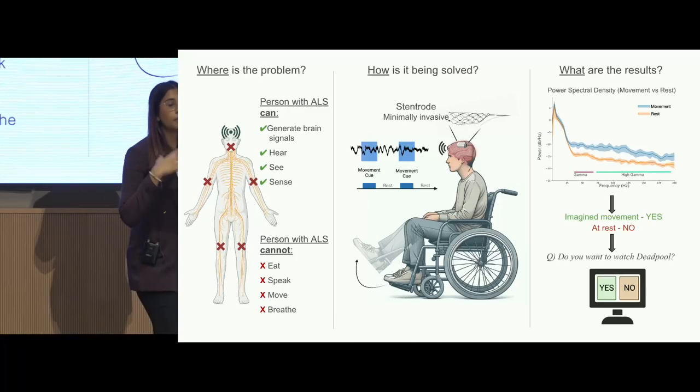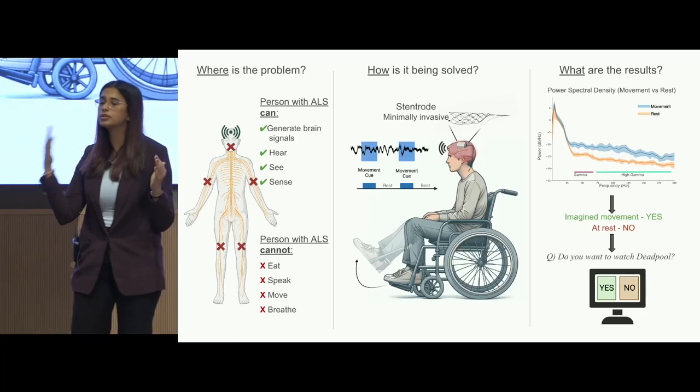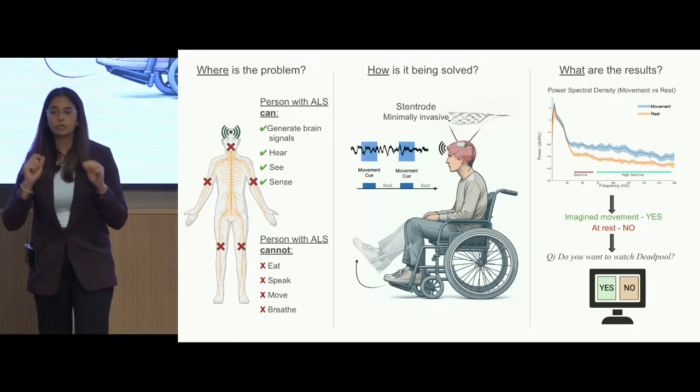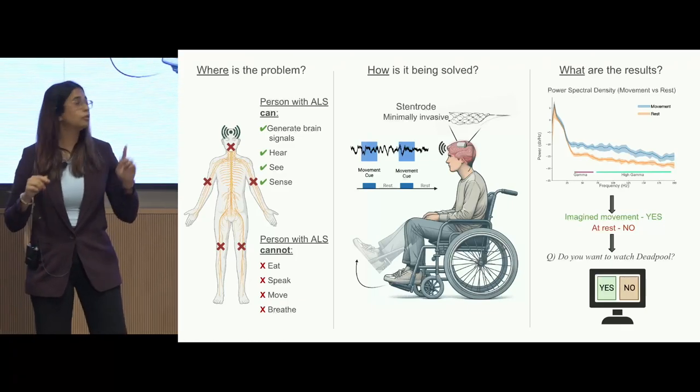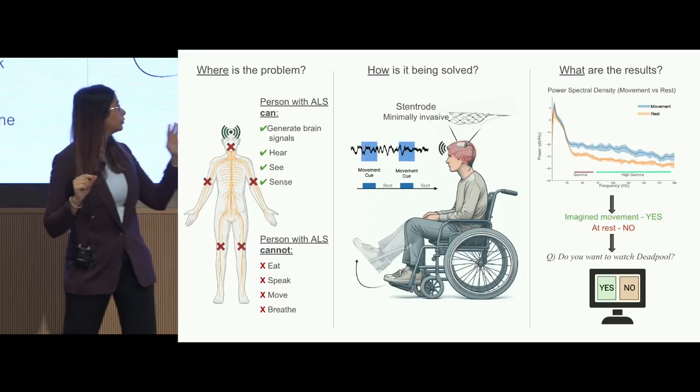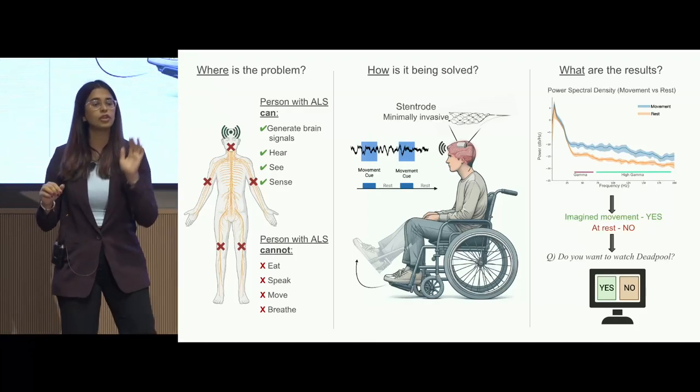So we plot the power of the rest signals versus the movement signals. And in the last panel, you can see the red is the rest signal and the blue is the movement signal power. And there's a clear difference between the rest and the movement during the gamma and the high gamma frequency band.